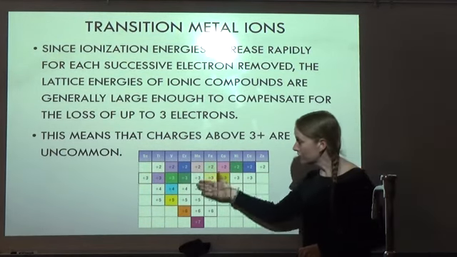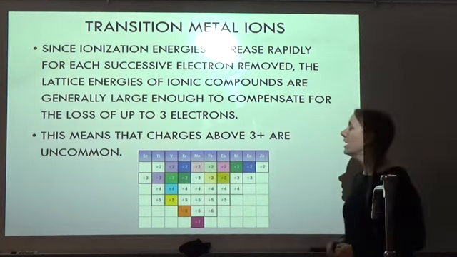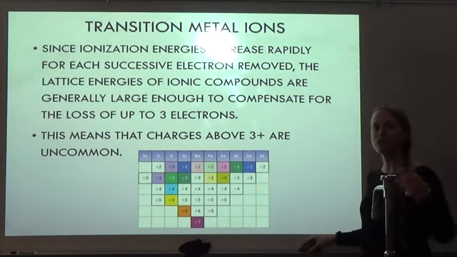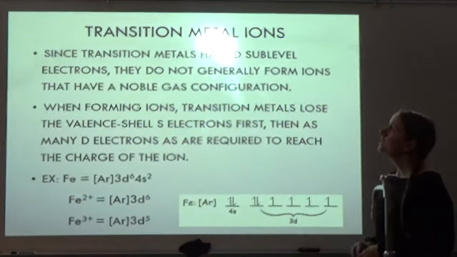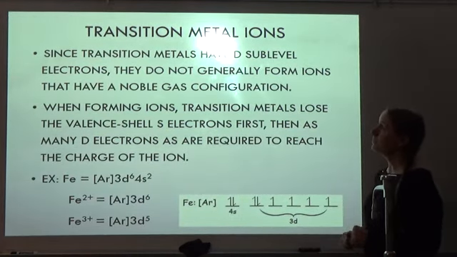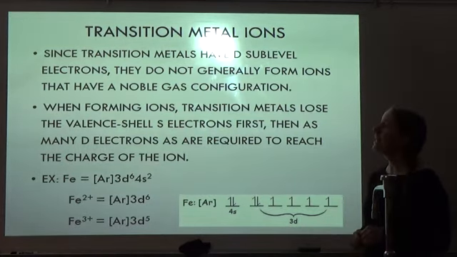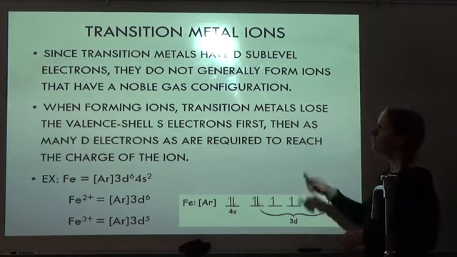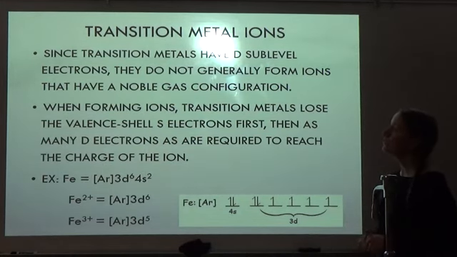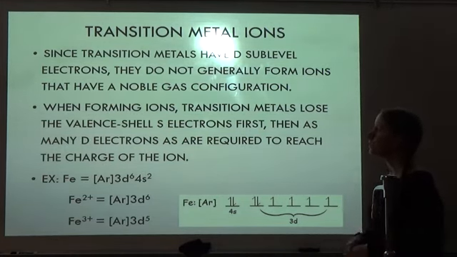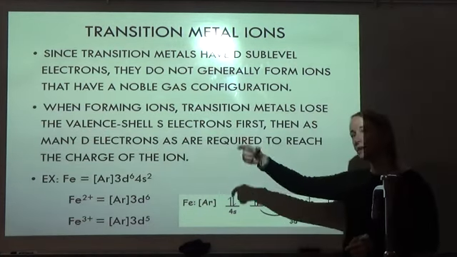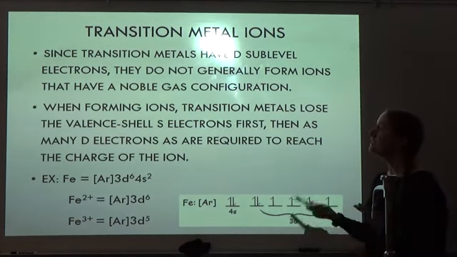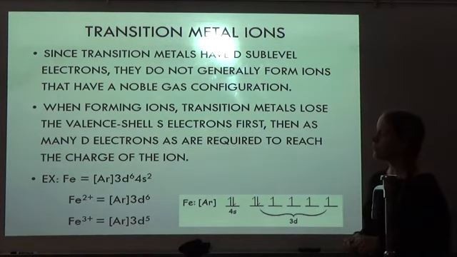Okay, here's a chart of just some of the ions that can be formed. And so they do still happen, but they're just not as common. So seeing 1s, 2s, and 3s is the most common. Since transition metals have d sublevel electrons, they do not generally form ions that have a noble gas configuration. So that's what I was telling you about a second ago. So when forming ions, transition metals lose the valence shell electrons first. Those are their s electrons, because remember, we always fill in an s sublevel before we hit the d sublevel. Then as many d electrons as are required to reach the charge of the ion.